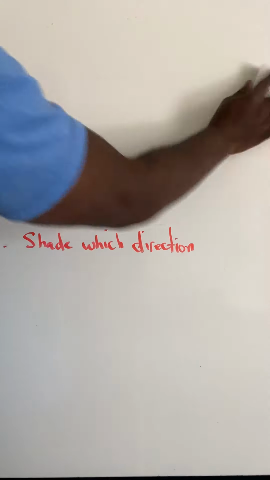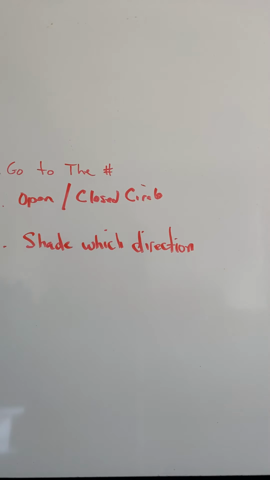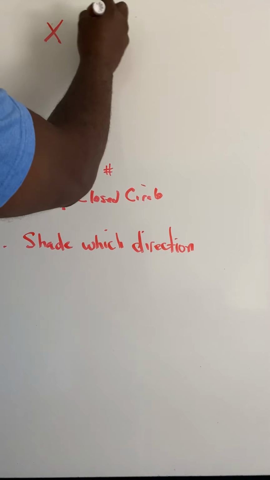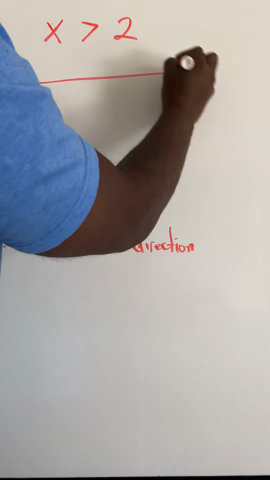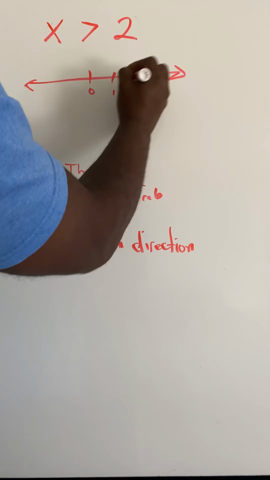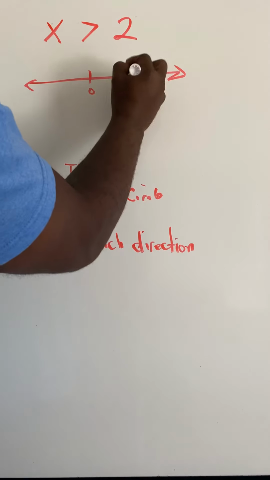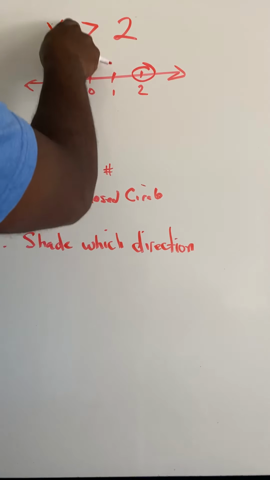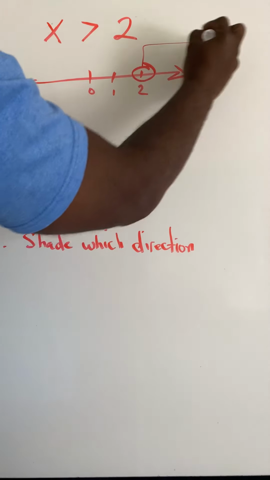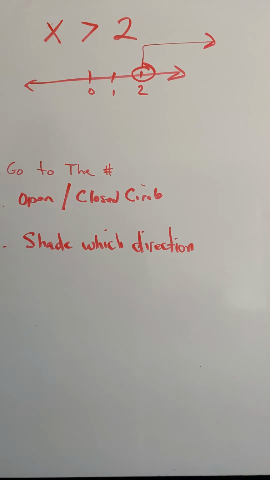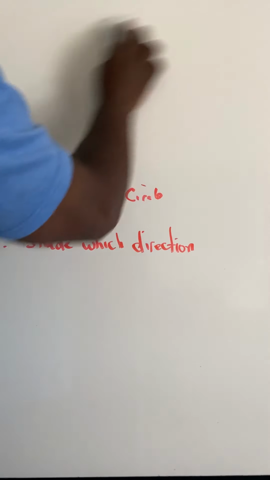All right, and the last one on this homework assignment, x greater than 2. Easy one. Go to the number. Here's 0, 1, 2. Open or closed circle? Open. Greater than or less than? Big mouth to the variable. Greater than. Goes to the right. Can the answer be 2? No. Can the answer be 1? No. Can the answer be 3? Yes. Okay, so hope that gives you a better understanding of how to identify the inequalities via a graph.